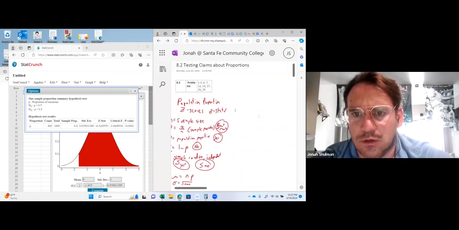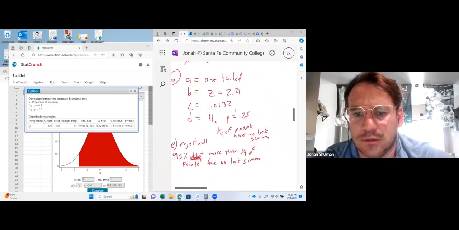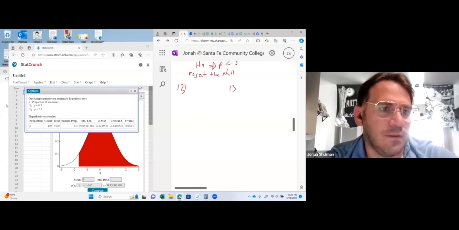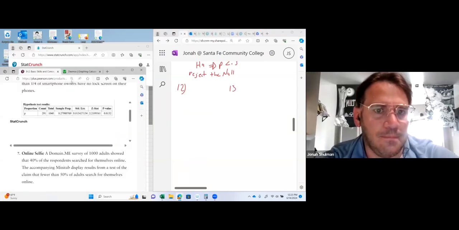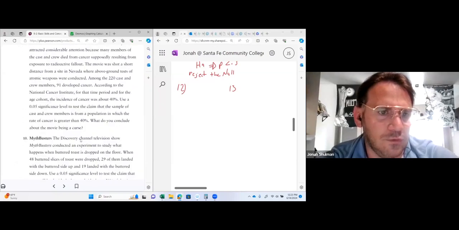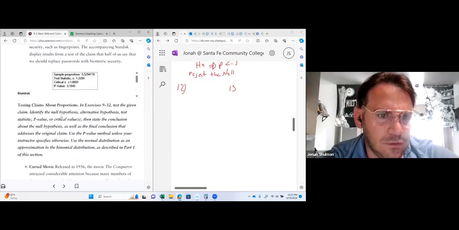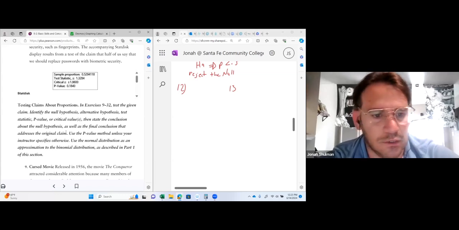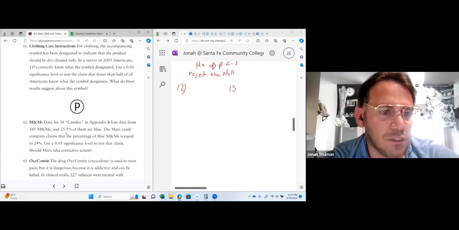All right, let's look at 12 and 13. Maybe that'll be more challenging, but this seems pretty easy to me. So here's 12. What do we have to do for these? Null, alternative, test statistic, p-value, critical value, conclusion, as well as the final conclusion. All right, I'll just do 12. You can do 13 yourself because the answer's in the back of the book, but I'll do 12. This will be the last one I do.